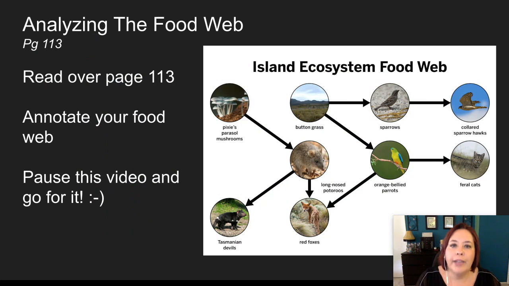So let's take a moment and turn to page 113. What we're going to do on this is we're going to analyze the food web, okay? So you're going to go ahead and read over page 113, and you're going to annotate your food web. And what that means is by each of the populations here, you're going to indicate whether they increased, decreased, or remained stable.